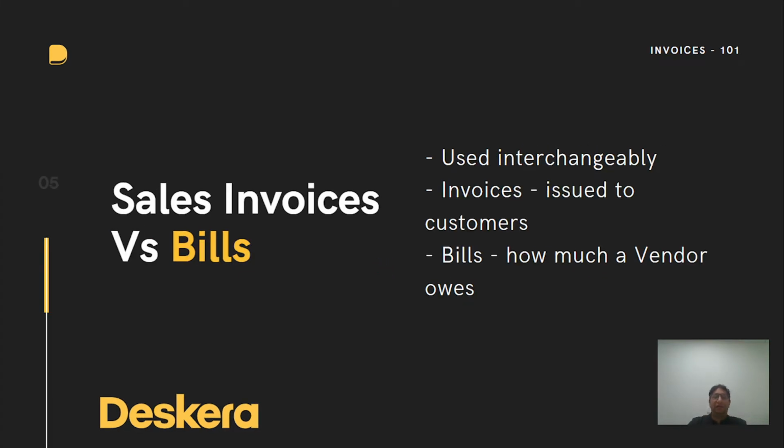Next, let's try to understand the differences between sales invoices and bills. Now these terms are used interchangeably. Now it is important to understand that invoices are issued to customers. So invoice is basically a medium of collecting cash for the product or services that the business has provided. Whereas the bill is used by the buyer to express how much money they owe a vendor or how much money they need to pay to the vendor.